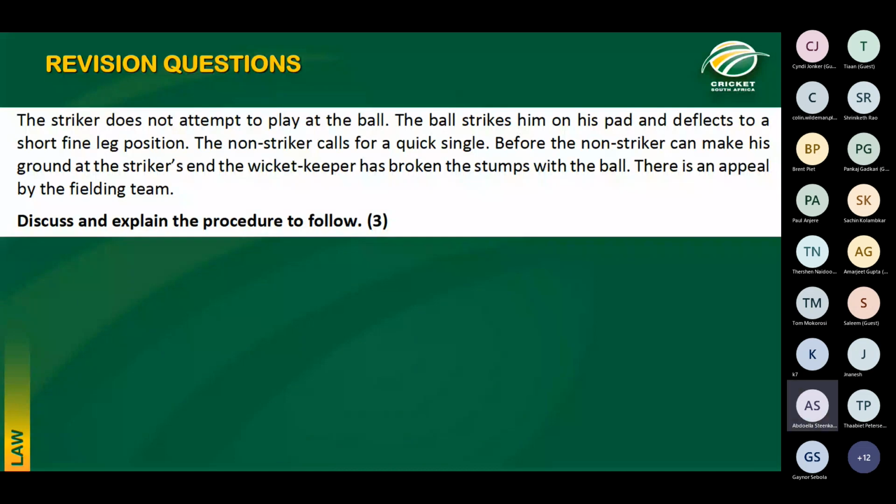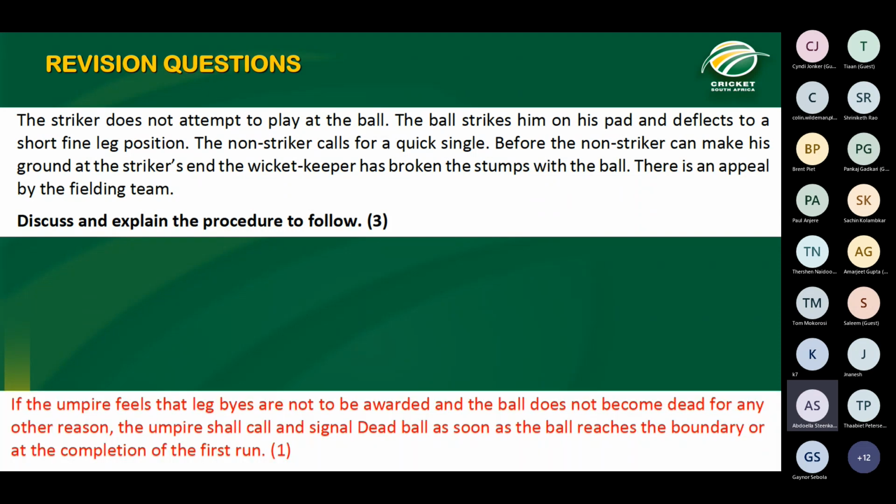The batter decides to take a quick single, and before the non-striker can make his or her ground at the keeper's end, the stumps are broken and the non-striker is short of his or her ground. There's an appeal by the fielding side. For 3 points, discuss and explain the procedure.